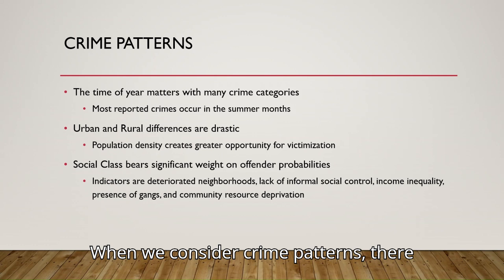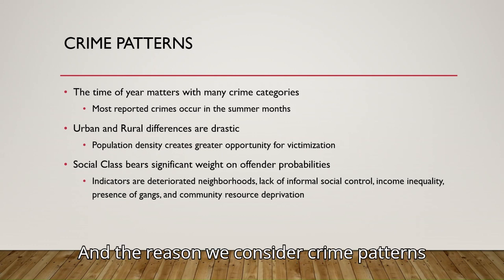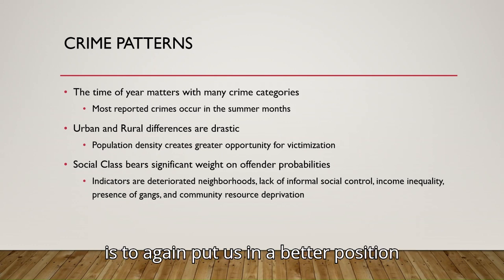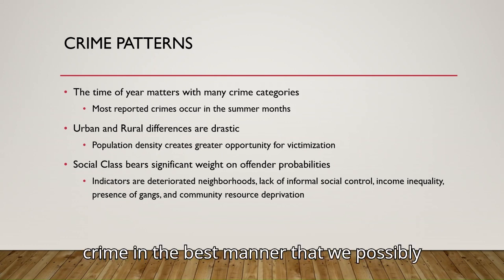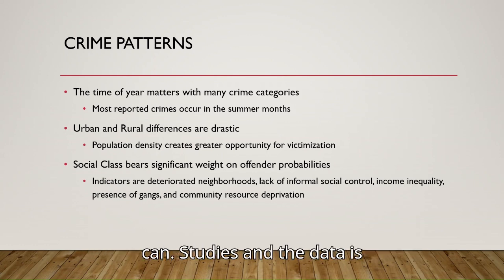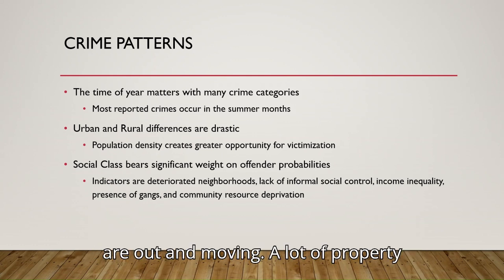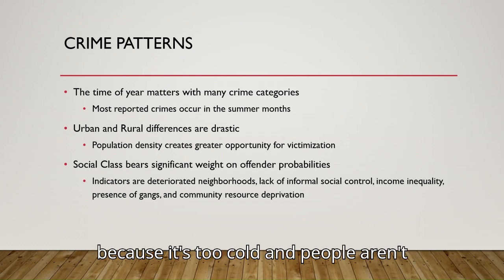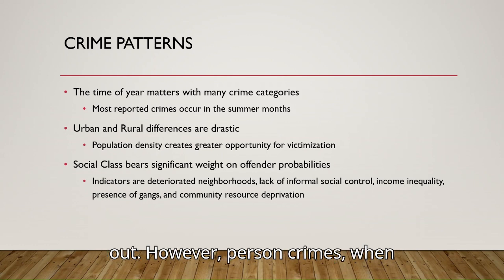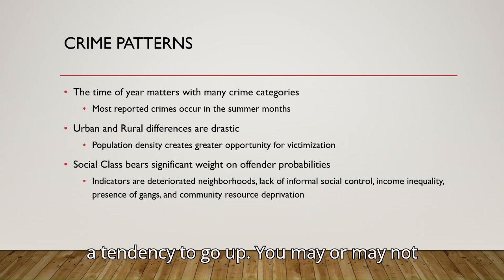When we consider crime patterns, there are a number of factors that we look at. And the reason we consider crime patterns is to, again, put us in a better position to deter crime and to control crime in the best manner that we possibly can. Studies and the data is clear that most reported crimes occur in the summer months when it's warm, people are out and moving. A lot of property crime decreases in the wintertime simply because it's too cold and people aren't out. However, person crimes, when we're all sheltered up together, do have a tendency to go up.